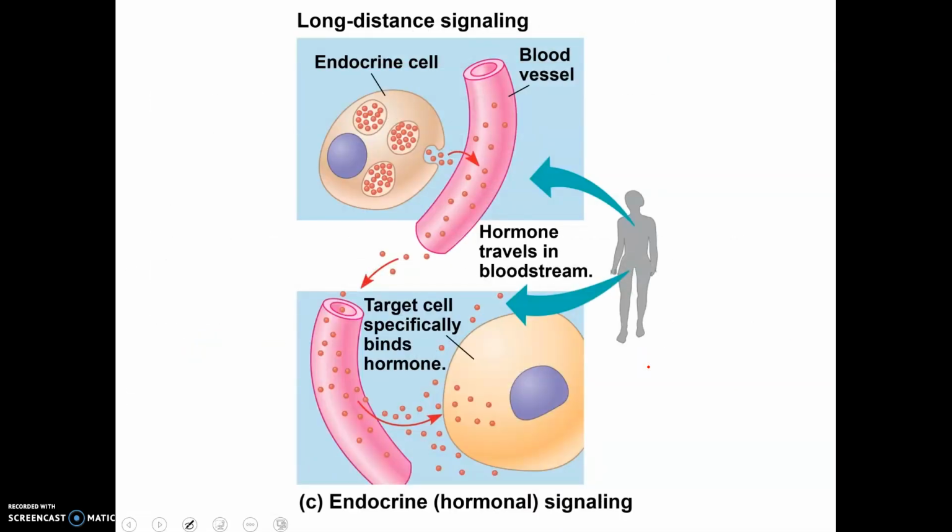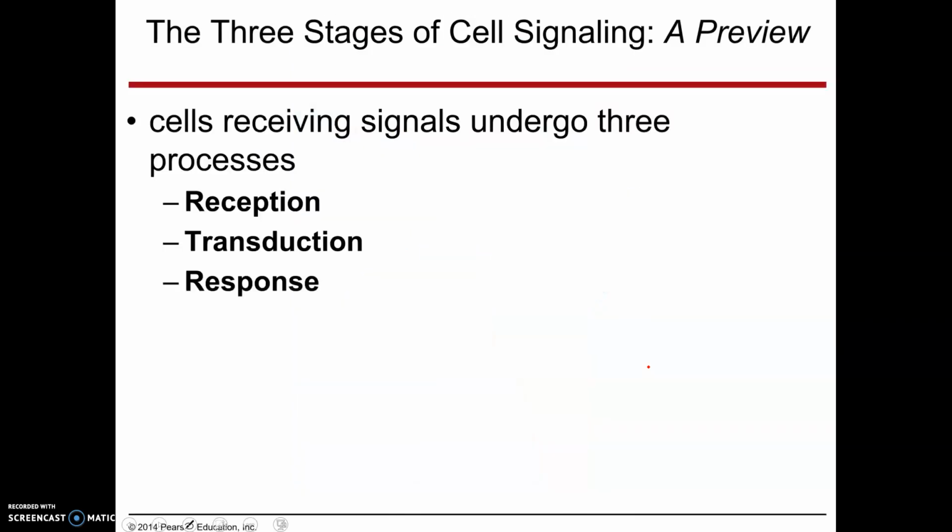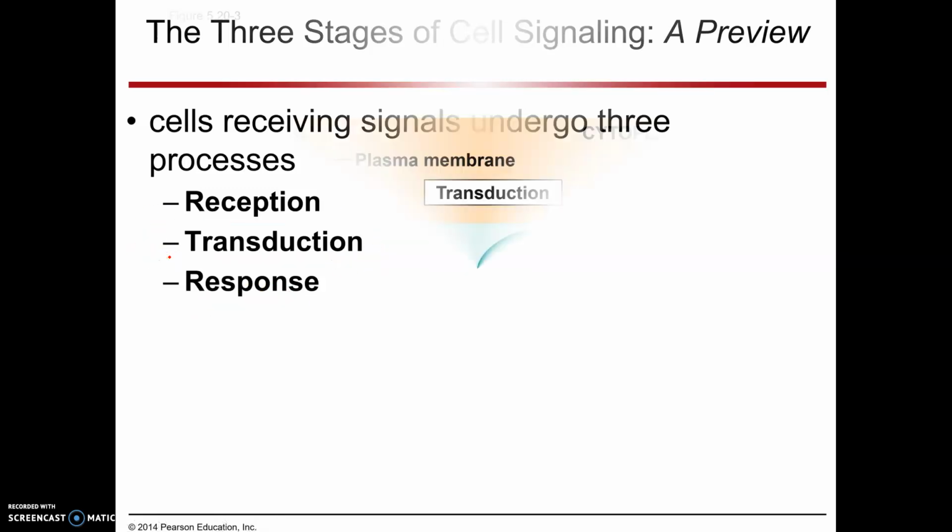So this is long distance signaling, like your endocrine system. So this is where we're going to focus. There are 3 stages in this particular kind of long distance cell signaling. The first one is reception. The second one is called transduction, and the last one is the response. The transduction step is really the complicated one.